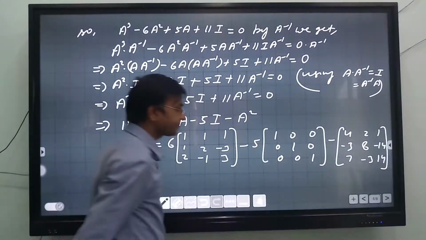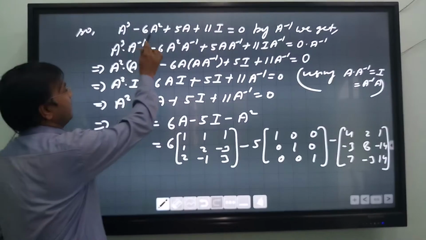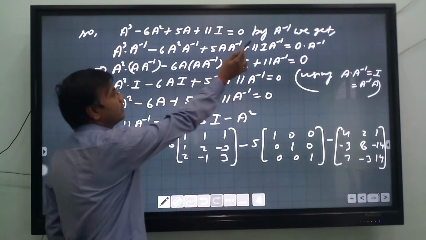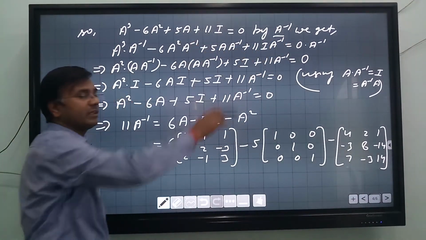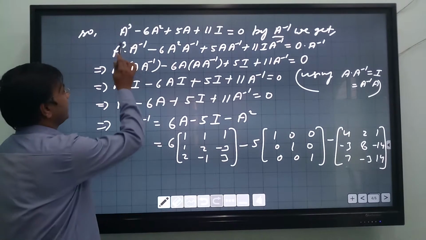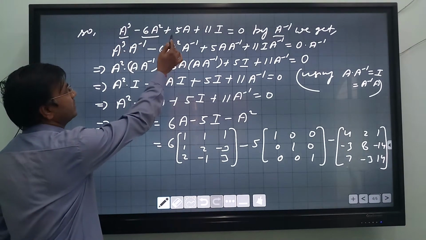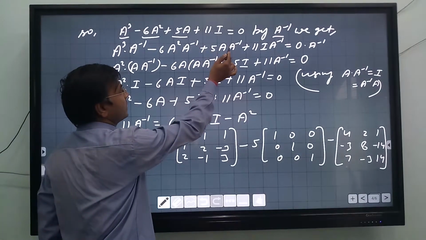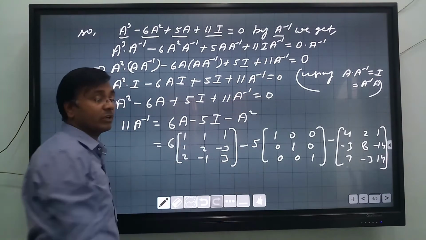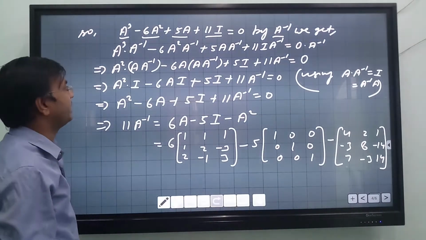So see, this is the given equation in the question: A cube minus 6A square plus 5A plus 11I equals 0. We are multiplying this whole equation by A inverse, then we get A cube A inverse minus 6 A square A inverse plus 5A as it is A inverse, next 11I A inverse equals 0 into A inverse. So what we have done in this step is multiply by A inverse throughout the equation.